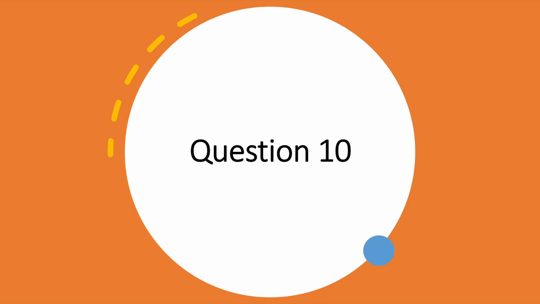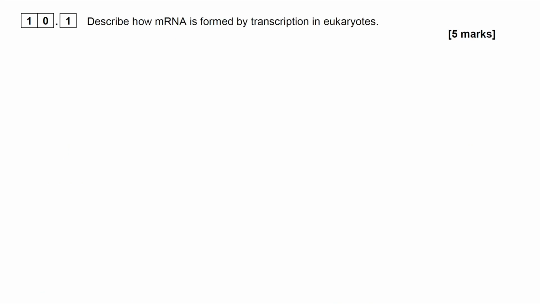Okay, so now question number 10. So the first part of the question is, describe how messenger RNA is formed by transcription in eukaryotes. That's a straightforward question, but it is for 5 marks, so we need to provide a bit of detail.